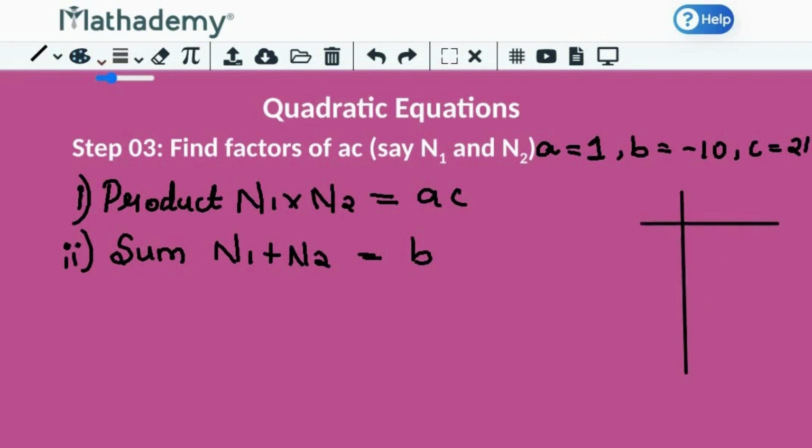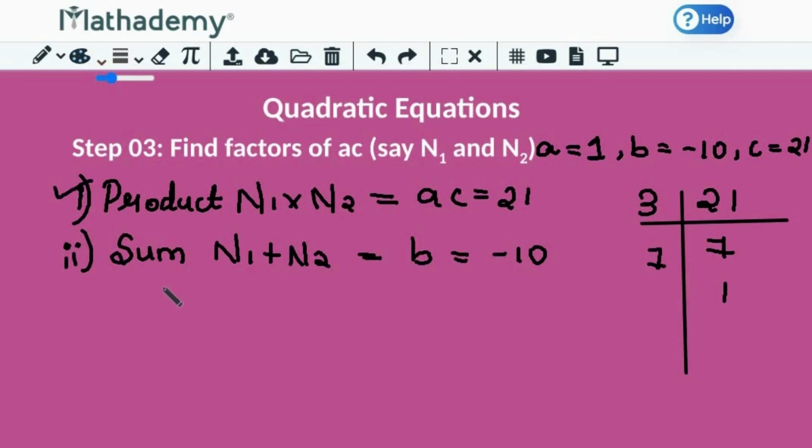In this case, which is 21. So AC is 21 and B is minus 10. So let us find the factors first. So 21, I'll go by 3. 3 sevens are 21 and 7 ones are 7. So when I multiply these numbers, that is 7 into 3, it gives me 21. So my first condition is satisfied.